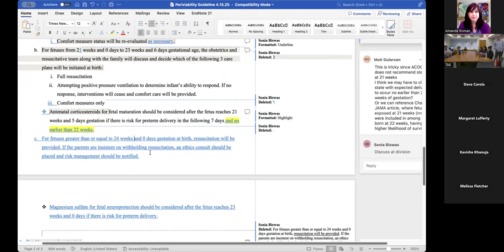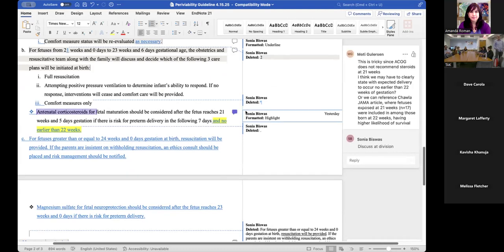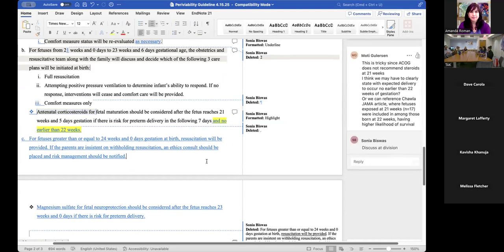Yes, I think that was part of the original discussion, and if we're prepping for potential delivery and resuscitation at 22 weeks, I'd love to have the steroids on board, and I think that paper that Sonia mentioned supports that.